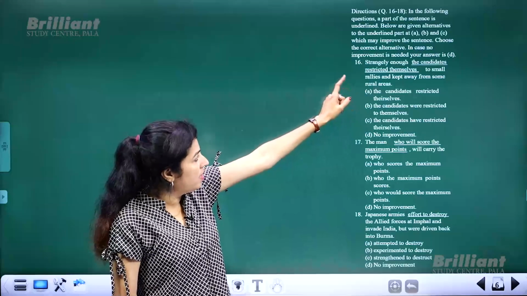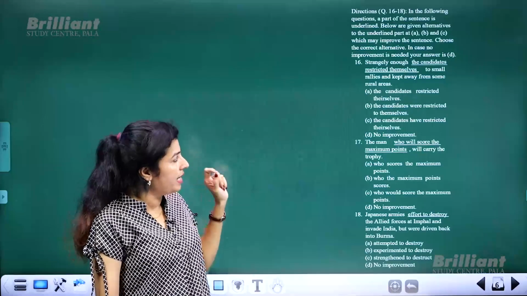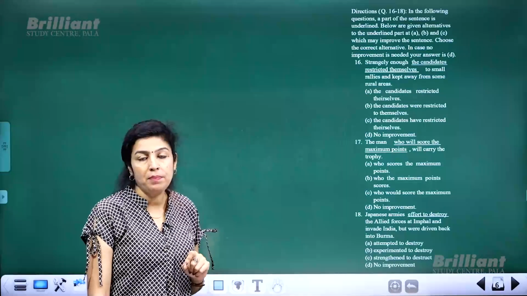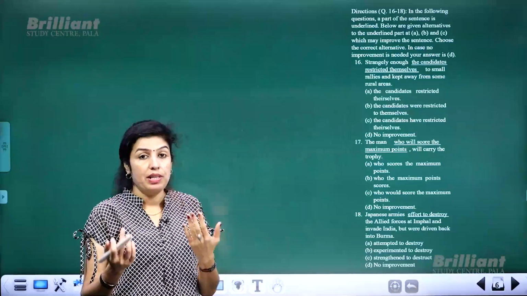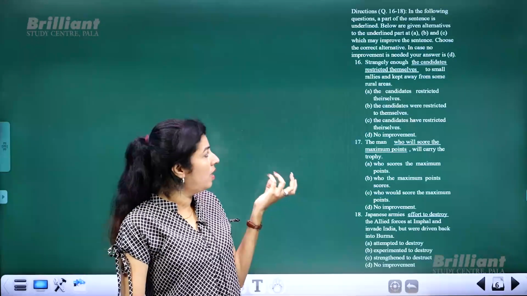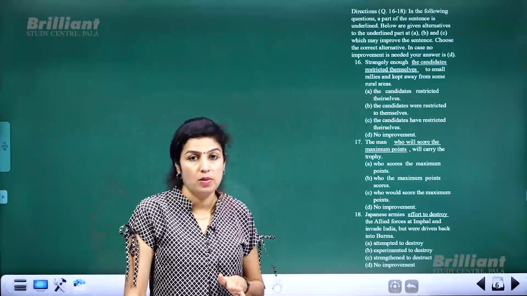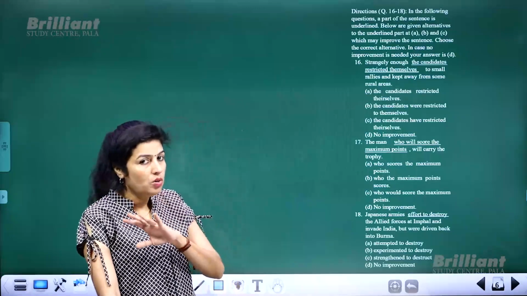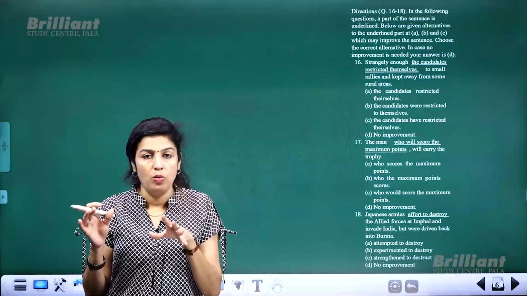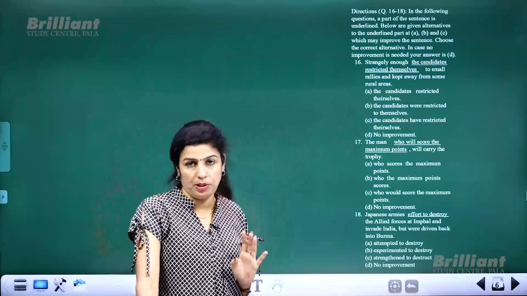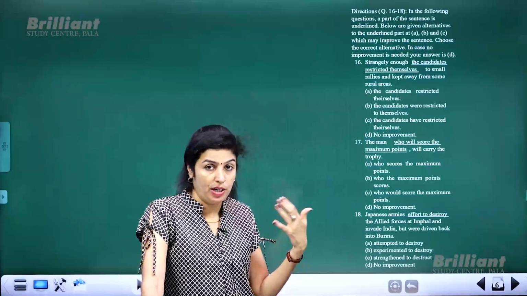What is the first sentence? Strangely enough, the candidates restricted themselves to small rallies and kept away from some rural areas. That means those candidates restricted themselves to small rallies and kept themselves away from rural areas. So that means the sentence has got no error. It's already correct. Otherwise, if you have doubt about the sentence being correct, you can search for the option which could substitute it.